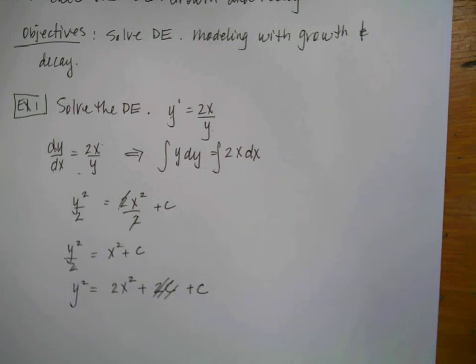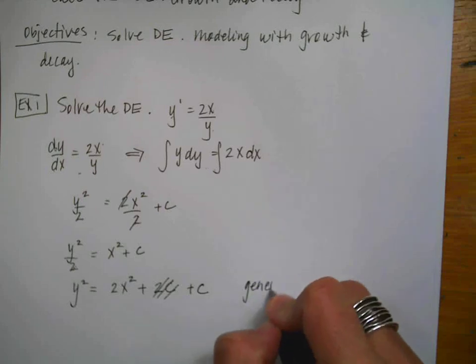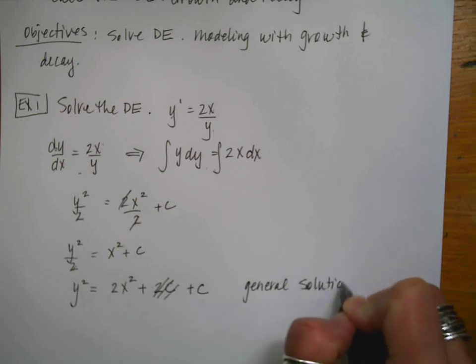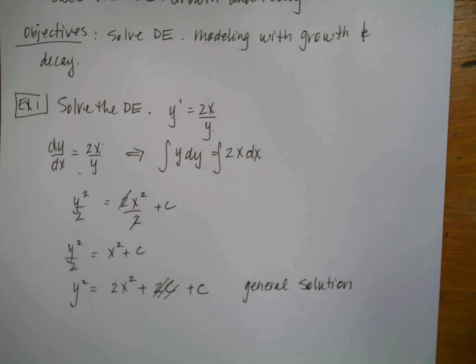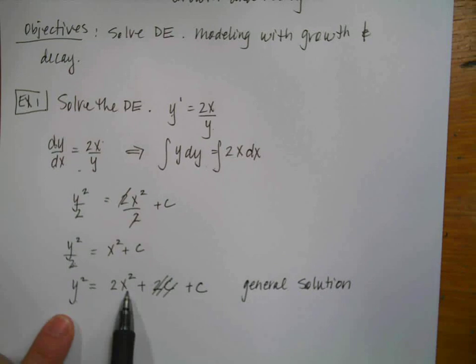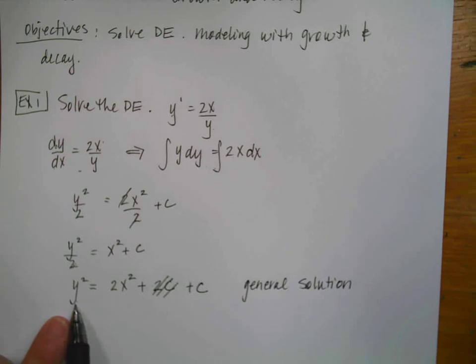So this would be my general solution because I have a plus c. If I wanted to find the particular solution, they would have to give me an initial value for x and y so that I could solve. It is sufficient to leave your problem as y squared because technically you've kind of solved for y, and then you don't have to worry about the plus or minus. So I would recommend that you stop here for the general solution.